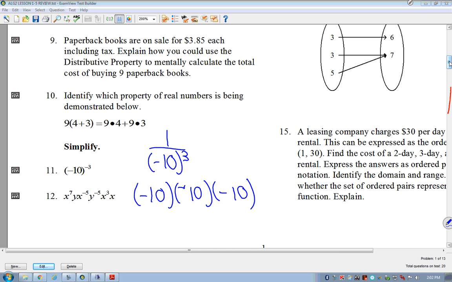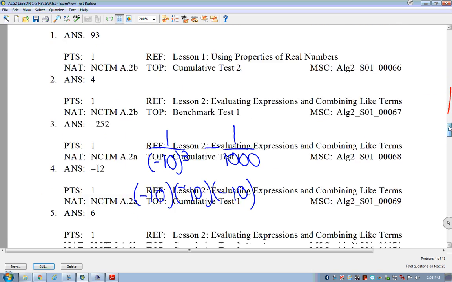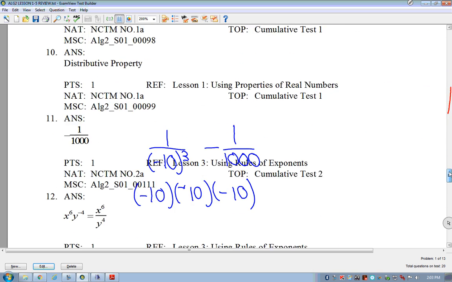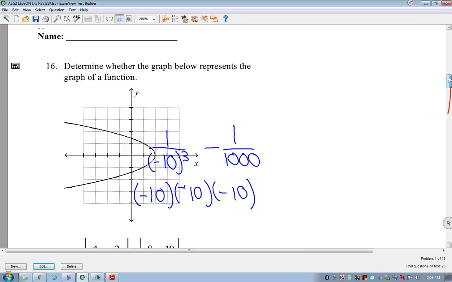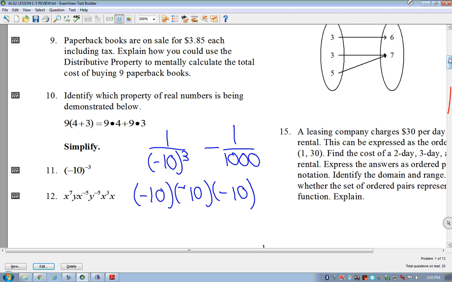You guys are kind of jumping the gun here a little bit. Negative 10 times negative 10 is positive 100 times negative 10 is negative 1,000. So we get negative 1 over 1,000. Right? Is that our answer? No? Which one is it, guys? Is it yes or no? All right, let's take a look at 11. There we go. Does that make sense? Hopefully. All right.